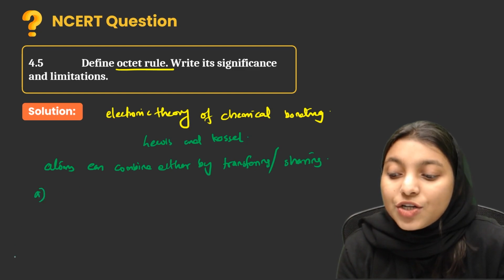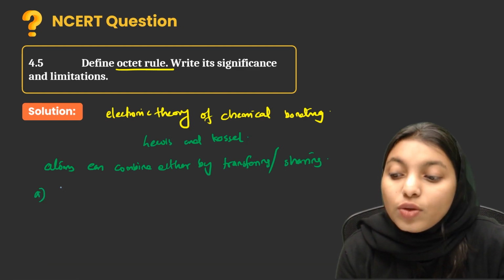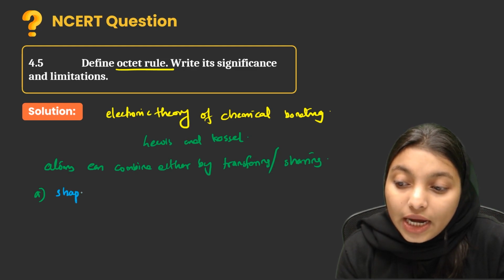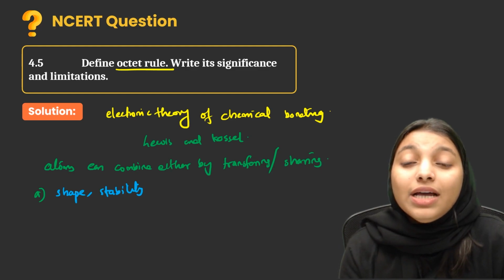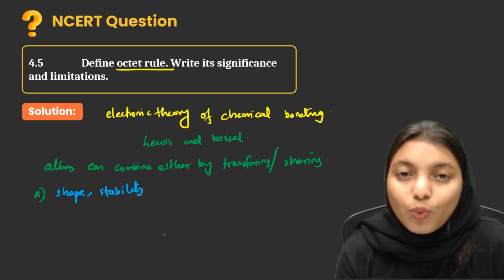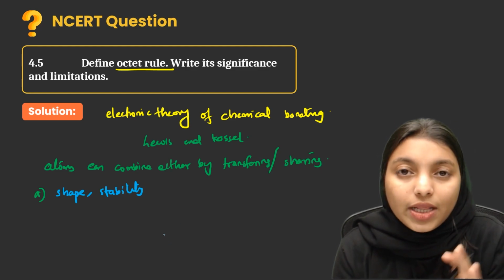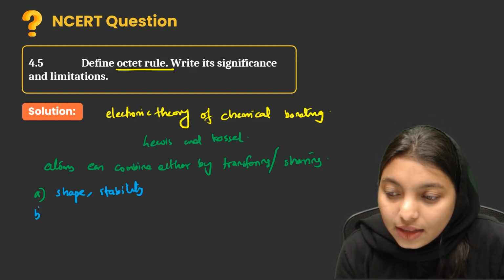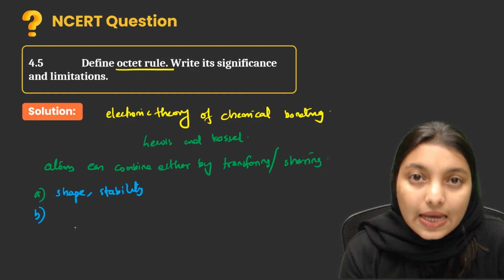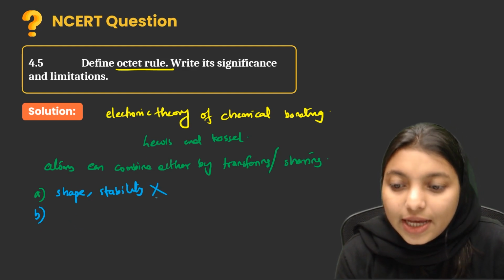So the first limitation is that by the octet rule they couldn't say the shape and stability of the molecule. They couldn't talk about why molecules are stable and what their shape is. They cannot give information about that. So the first limitation is that shape and stability they couldn't say.